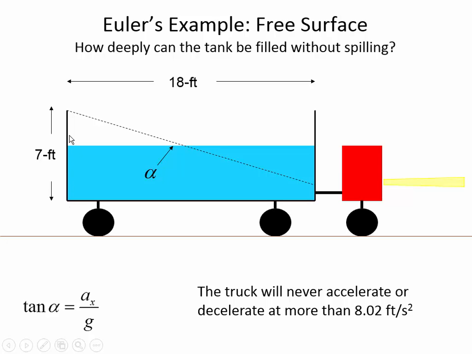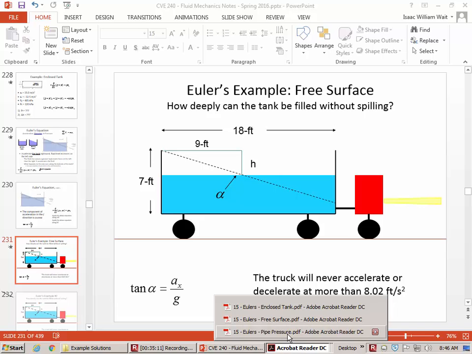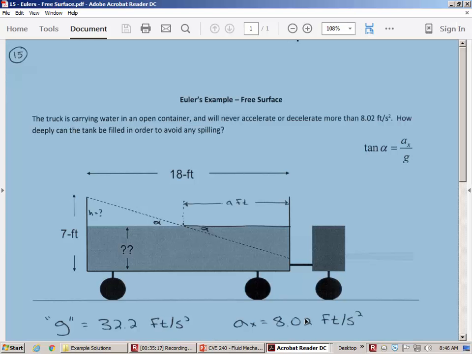So we're just using Euler's equation to predict how much of a slant is going to be on the liquid surface based on the acceleration, and then if it's slanting a lot, then that means you can't put as much liquid in it because then it would start to spill out of the truck. So let me just show you the solution. Problems like these are less common than the enclosed tank type problems.